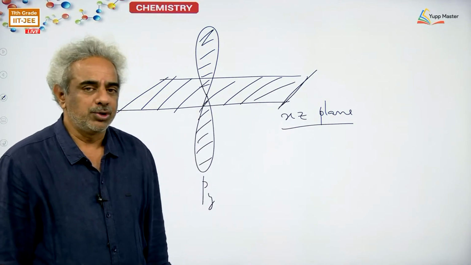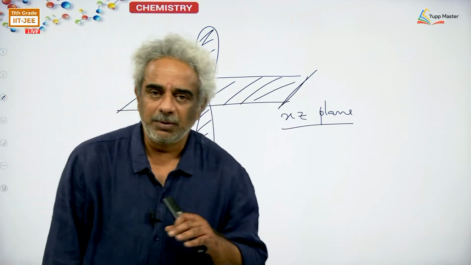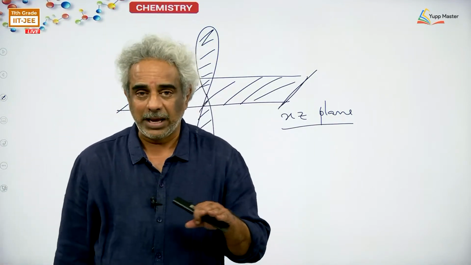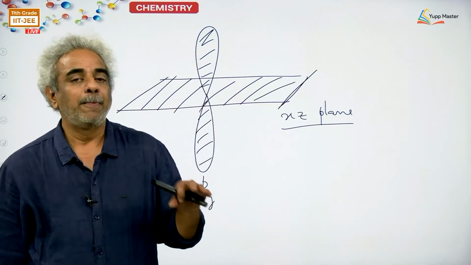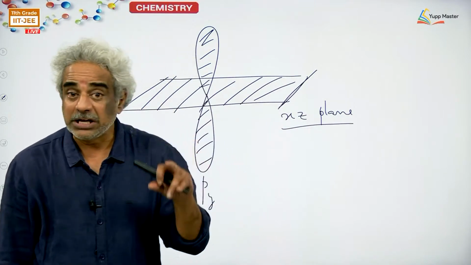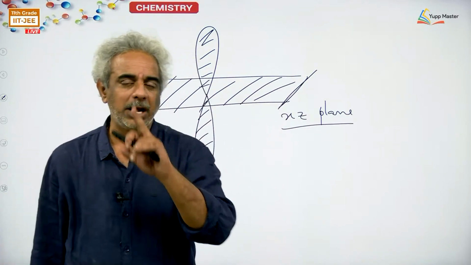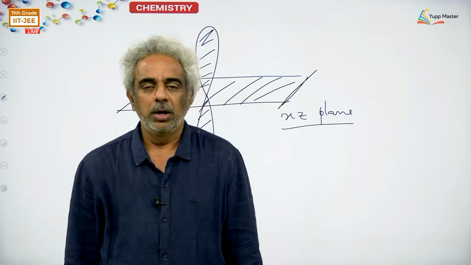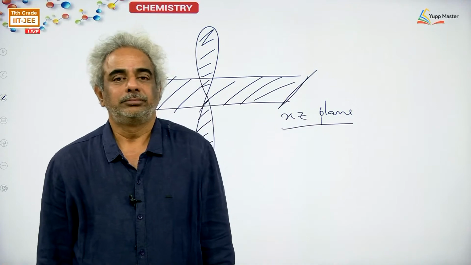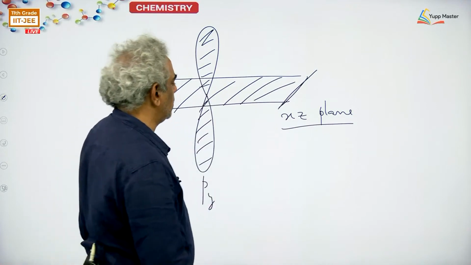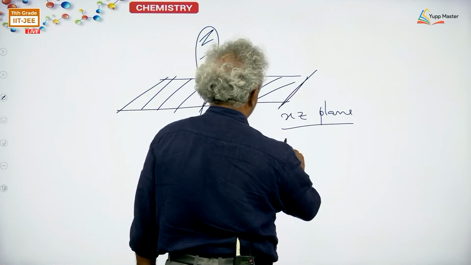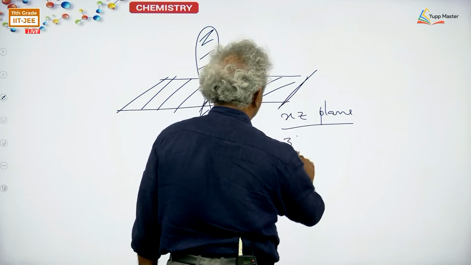So what is the conclusion? For s orbitals, whether 1s, 2s or 3s, there will not be nodal planes, no angular nodes. For each p orbital, there will be one angular node or one nodal plane. Suppose you have 3px.